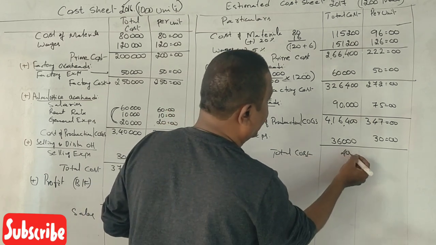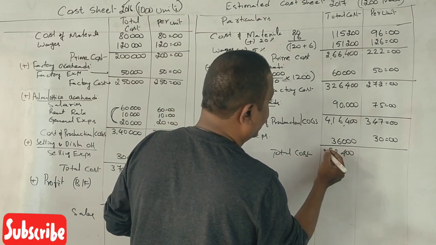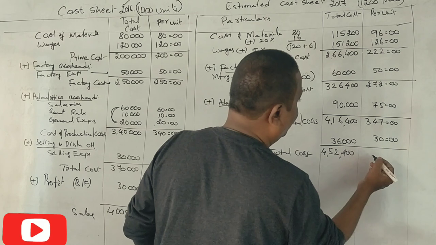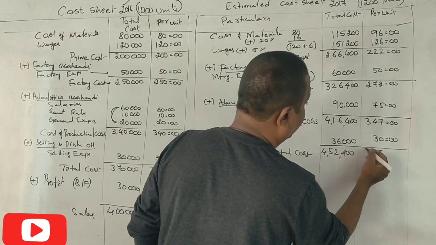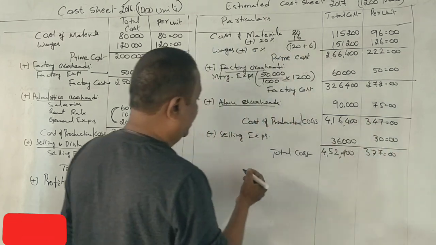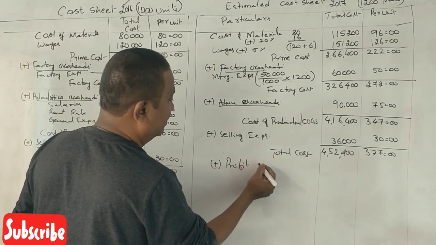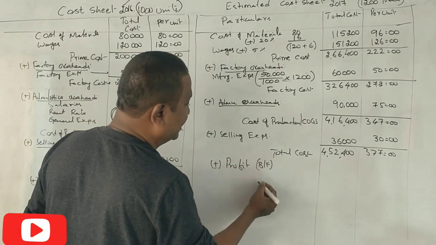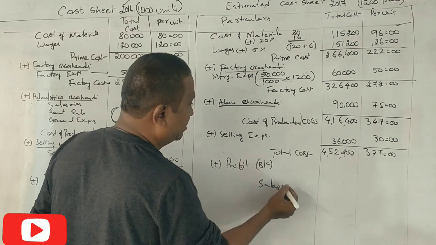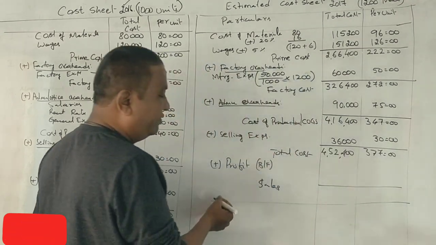Now this will become 452,400. To this, what is to be added? Profit is to be added. This is a balancing figure. Then what is the next? Sales. What is given for profit?